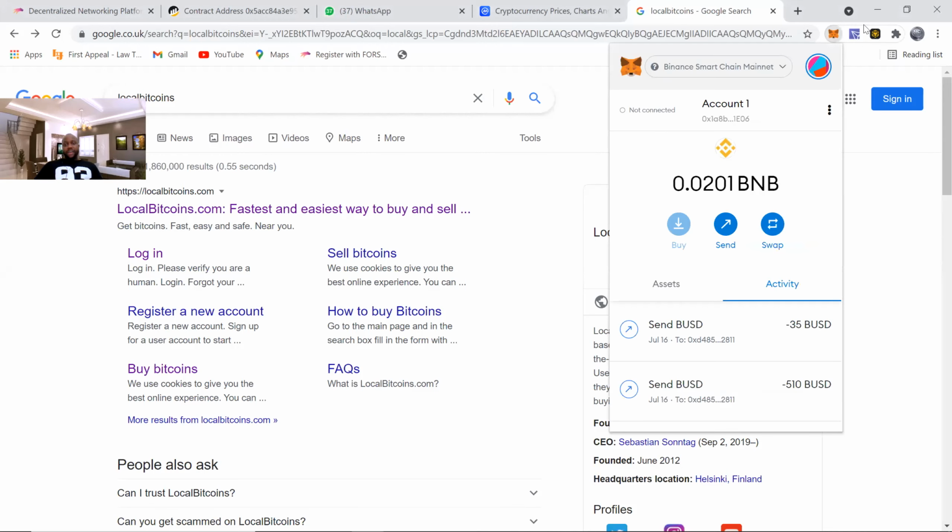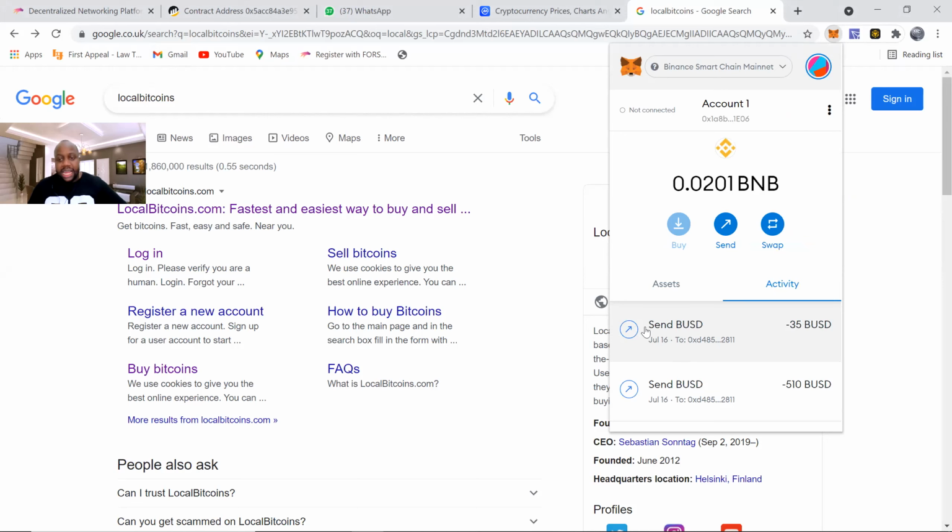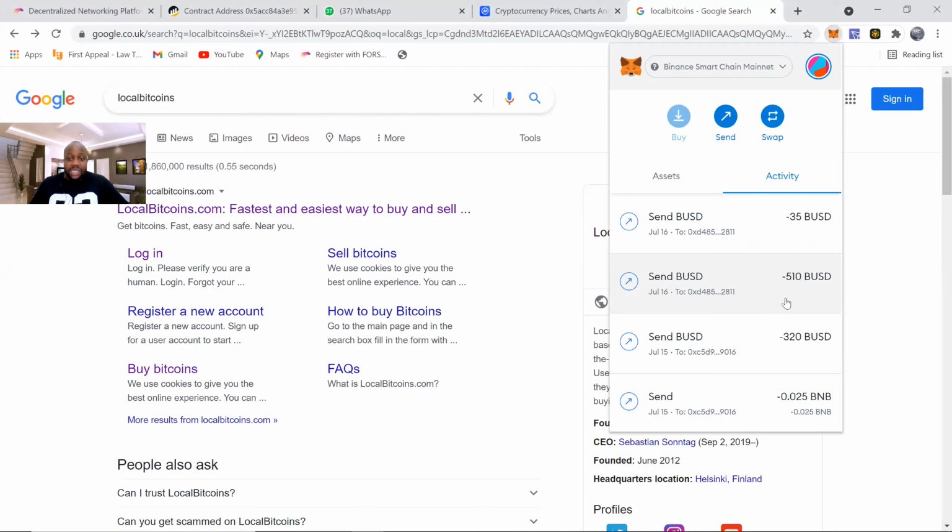You see, for example, can you see here on my screen? Yes. This is MetaMask, my wallet. Now it has 228 US dollars. But if you look at the activities, I removed it. Today is the 16th here. I sent 35 somewhere. Today the 16th, I sent 510 US dollars, and I received here.